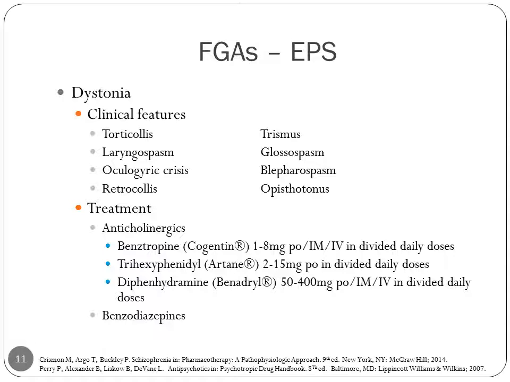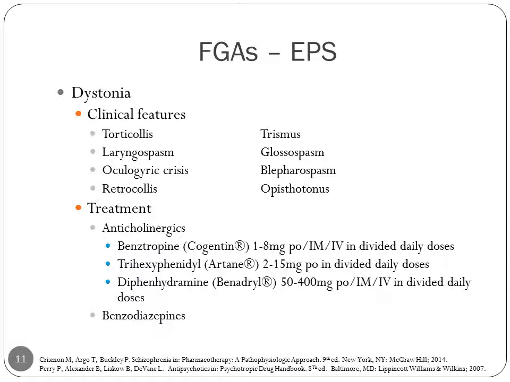In terms of treatment, we tend to use anticholinergic medications as the treatment of choice. Of the agents I have listed there, benztropine has the longest duration of action, which allows for usually twice daily dosing. So it's often used more than trihexyphenidyl or diphenhydramine, which are sometimes divided in 3 or 4 doses per day.